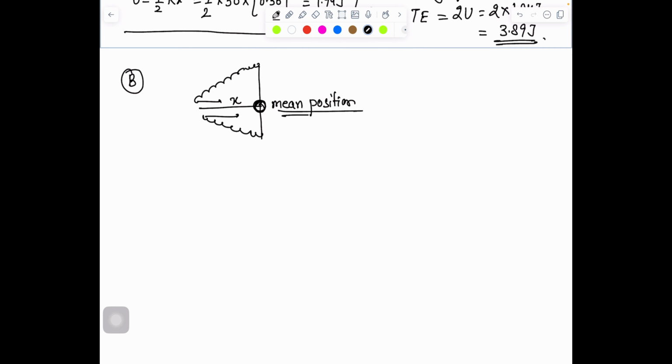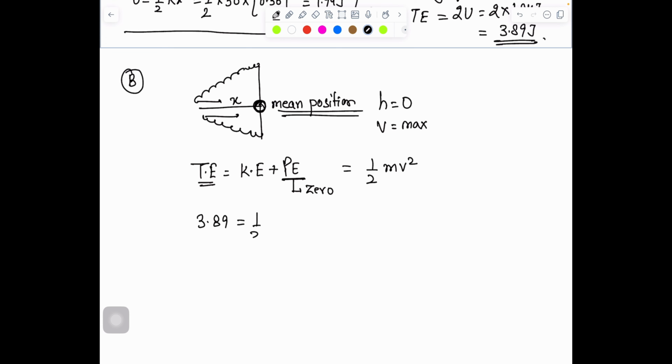Yes or no? Clear? So at the mean position, we know height is equal to 0 and velocity is the maximum. So can I say total energy is equal to kinetic energy plus potential energy. Potential energy becomes 0 at the mean position, and so the value becomes half mv square. Total energy, I solve it.